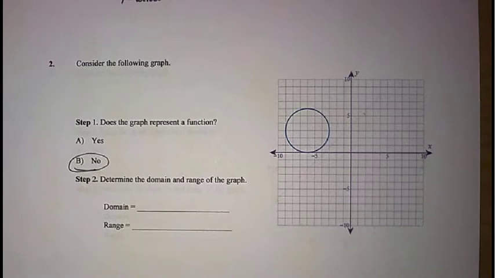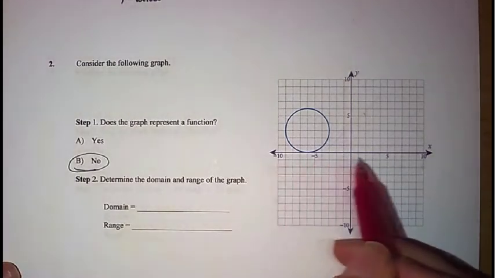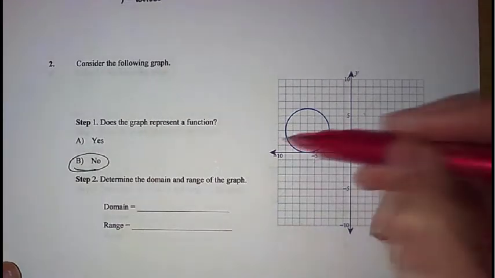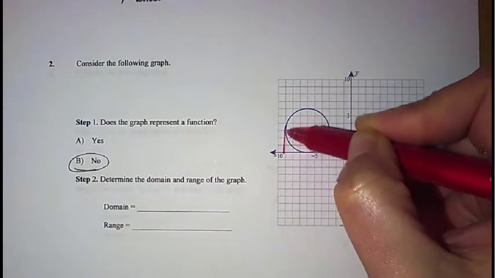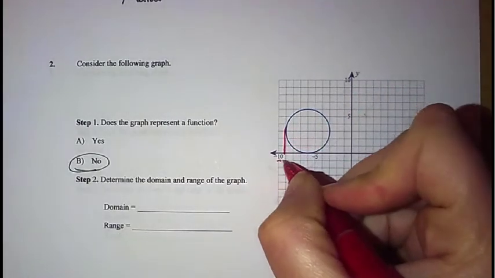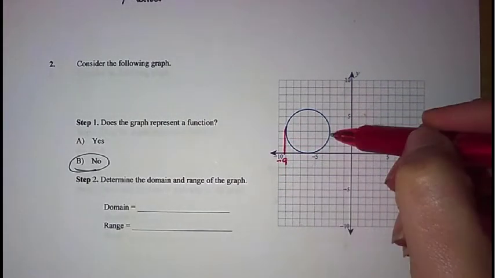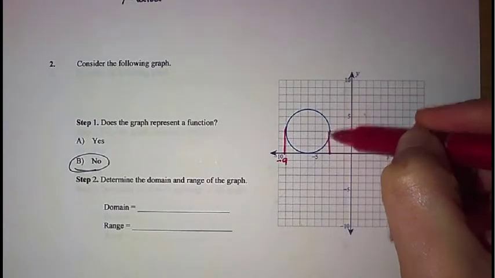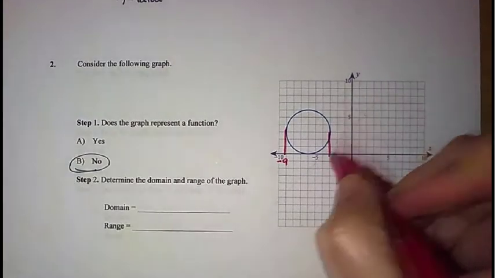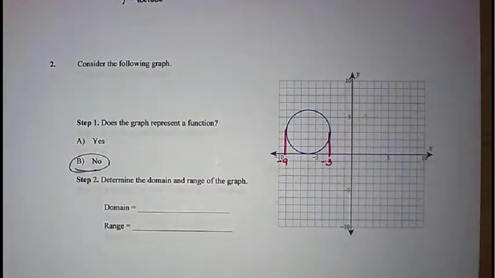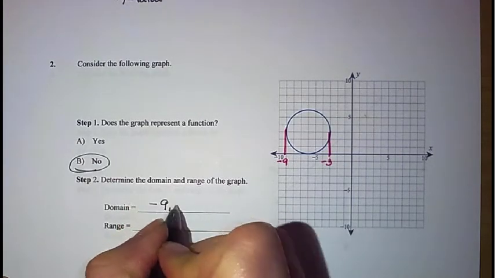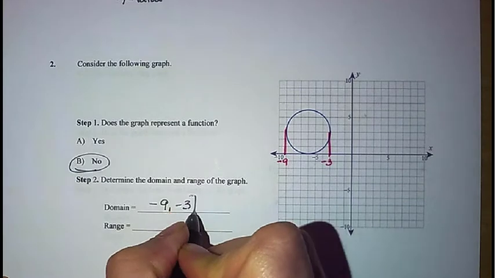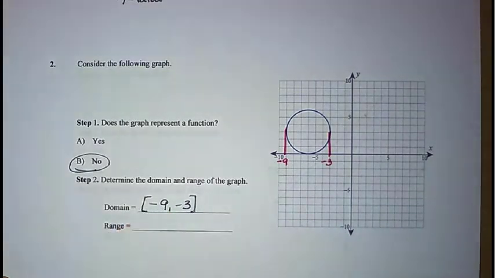Alright, so now let's talk about our domain. Again, remember, domain are our x values. That's left to right. So notice we are working with a circle. So the furthest to the left it goes is right here, and that looks like that's going to be -9. And then the furthest to the right it goes is right here, and that's going to be -3. So our domain would go from -9 to -3, and we would have a bracket on both sides.